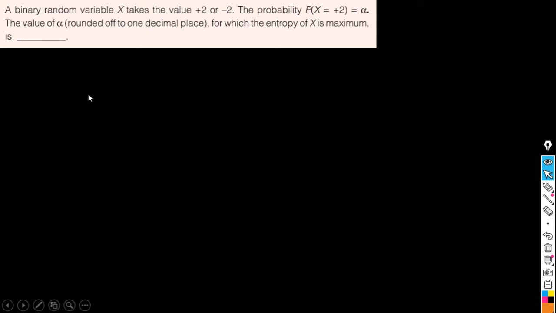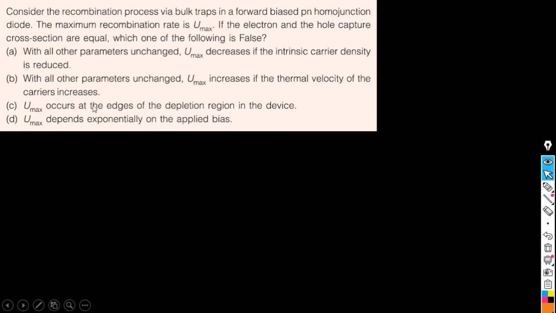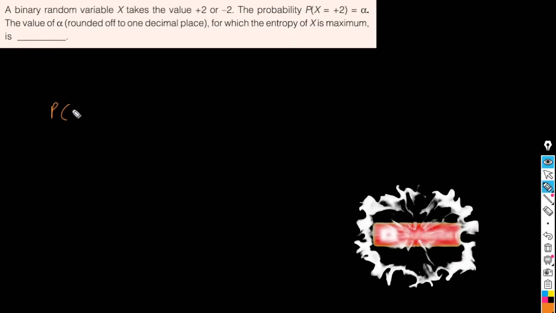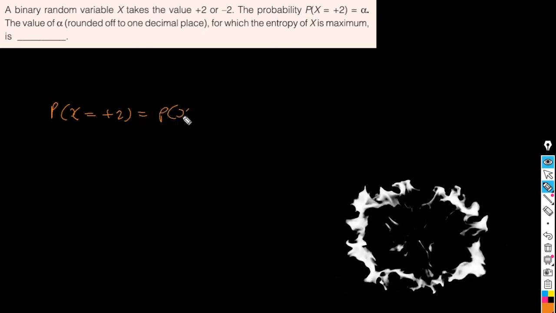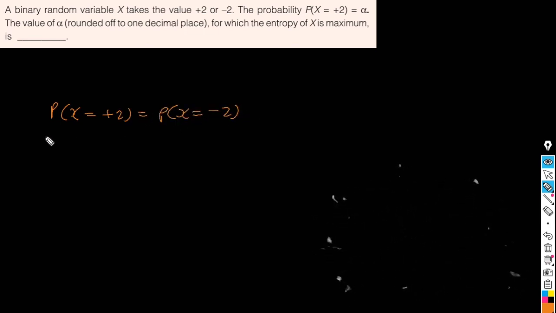We know that for the entropy to be maximum, the probability of two events should be equal. So p of x is equal to plus 2 should be equal to p of x is equal to minus 2. Alpha should be equal to 1 by 2. The correct answer is 0.5.